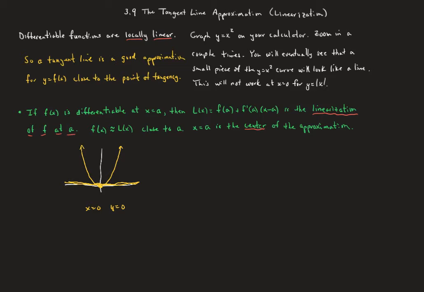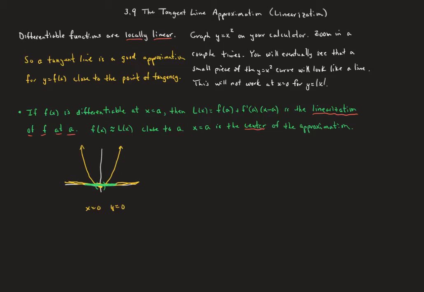Of course, if you hit window, you can see we're really zoomed in a lot because the x min is like negative 0.039 and the x max is 0.039. So we're really zoomed in close around that point, but because it's differentiable, it is actually looking like a line. In fact, it's looking like the tangent line of the curve at that place.